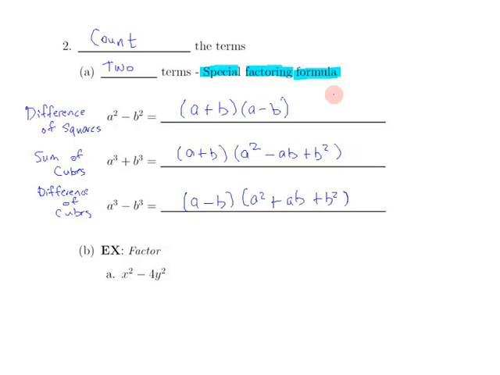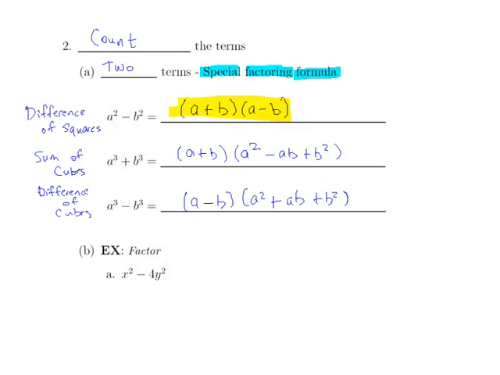Now, I did say one of these you need to know, and that is going to be this first one here. This one you should know by heart. That is, if you ever have two squares subtracted, a difference of squares, you should be able to factor that into a plus b, a minus b. We'll do a couple of examples with that in just a second, but let me point this out.